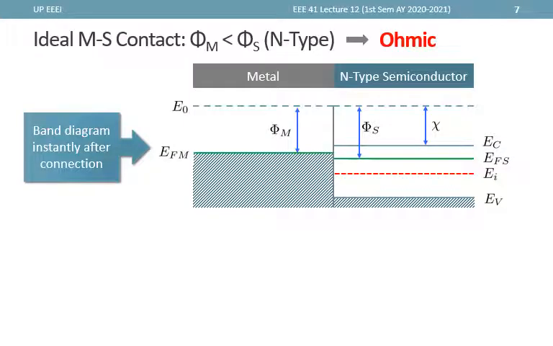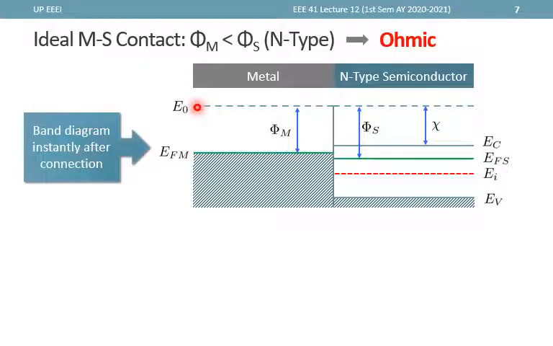So now we inspect what happens if the work function of the metal is smaller than the work function of the semiconductor for our N-type semiconductor MS contact. Now, since the other one was rectifying, this obviously should give us the other one, which is non-rectifying or ohmic. Let's start with the energy band diagram instantly after connection.